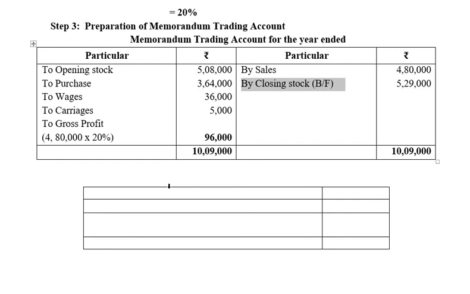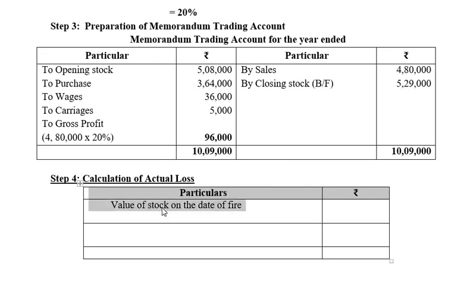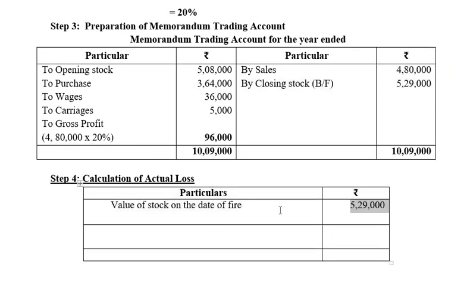That much is the memorandum trading account. Next, we have to ascertain the actual loss. Calculation of actual loss is step 4. Take the particulars in rupees. The first is the value of the stock at the date of fire. The closing stock is nothing but the value of the stock at the date of fire, 5,29,000 rupees. Less: value of the stock saved from the fire.